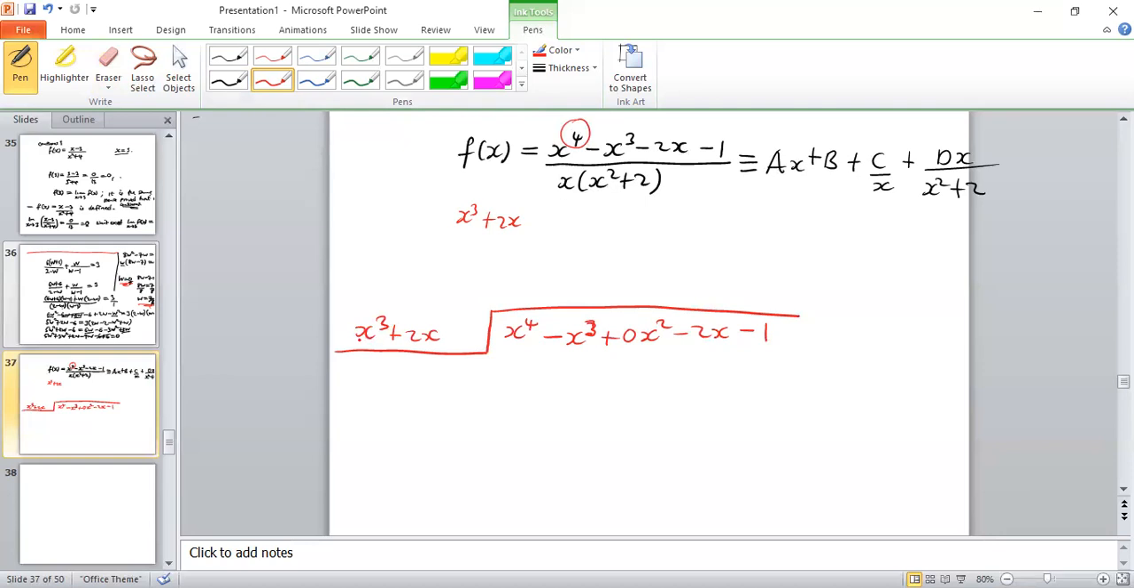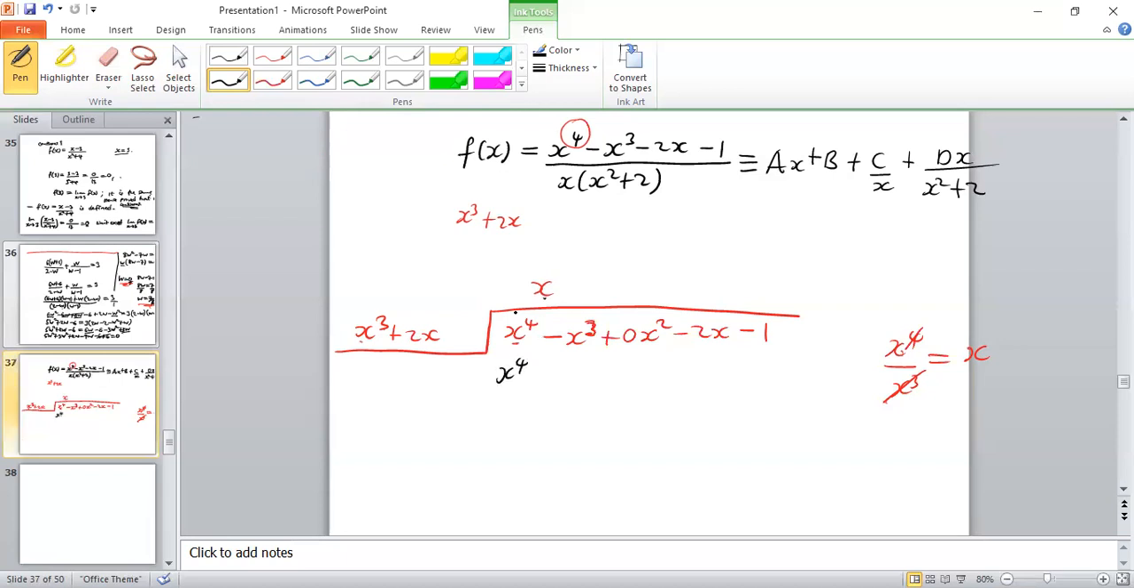So what we do is we say this into that. We are saying x to the power 4 divided by x to the power 3. That's how you do long division. This divided by that gives us x, so we'll have x there. Then you multiply this same x times x to the power 3. What do you get? x to the power 4.